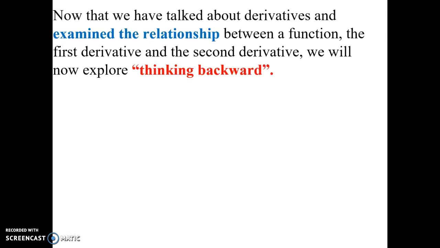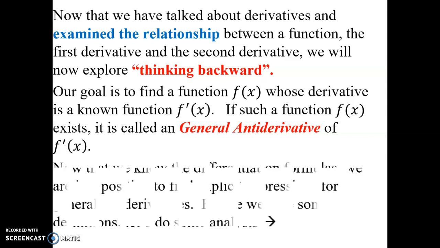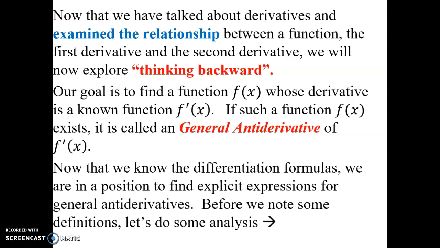these functions. So now we talked about derivatives and examined the relationship between the function, the first derivative, and the second derivative, and we're thinking backwards here. Our goal is to find a function that's the antiderivative of the given function. This is called the general antiderivative.